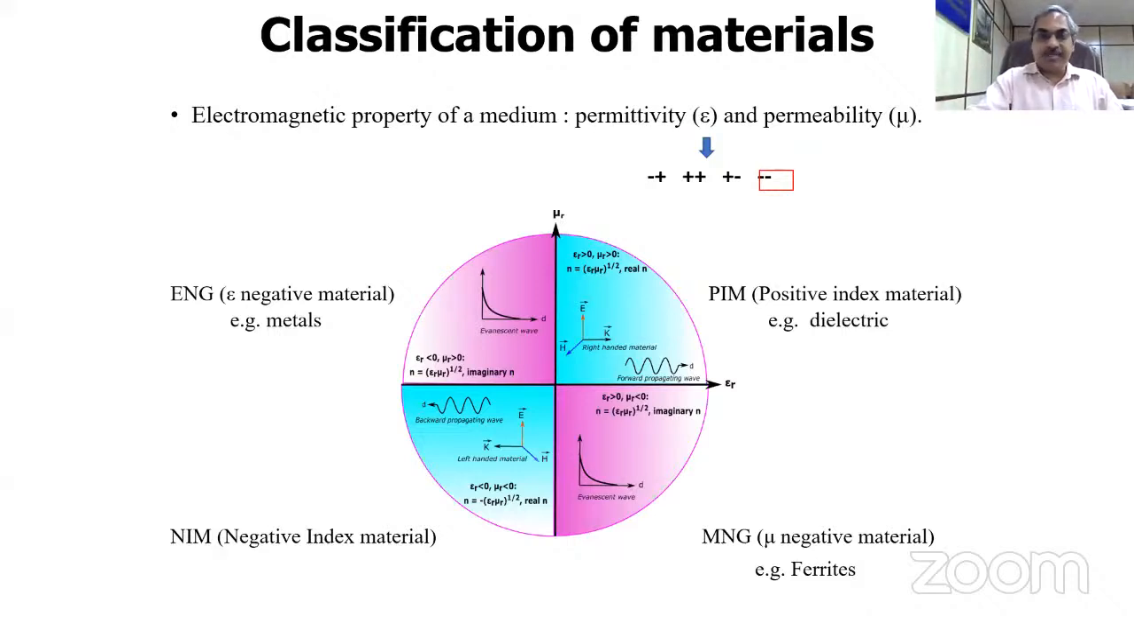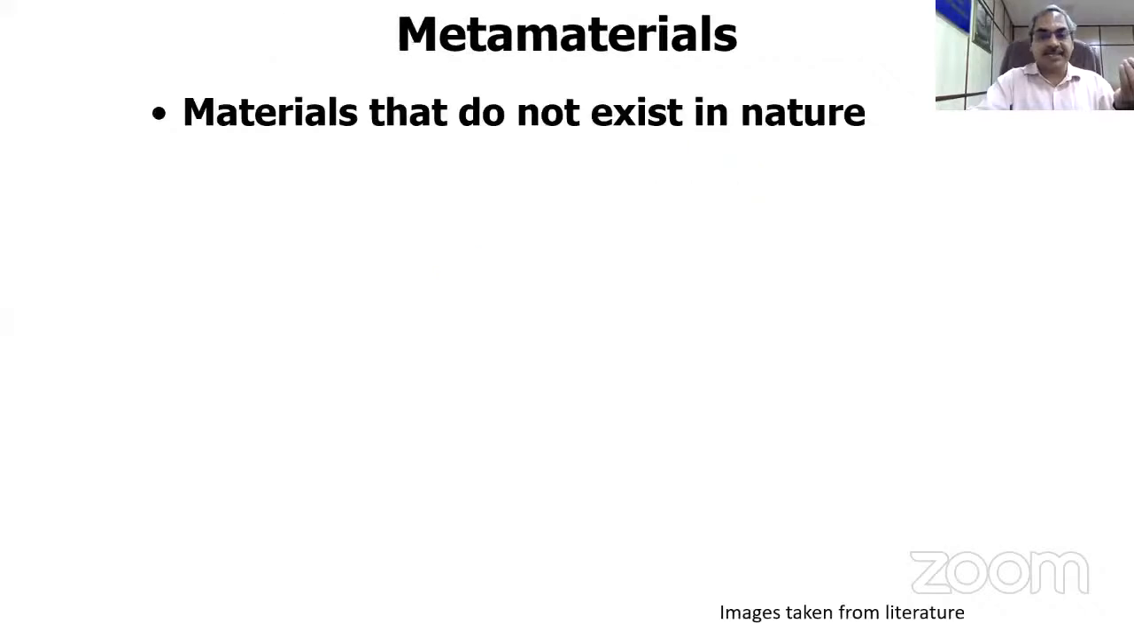These materials do not exist. The negative index materials do not exist in nature. And so we have to design these structures, right? So that's why these are called metamaterials, because they do not exist in nature, right? So what are some examples?